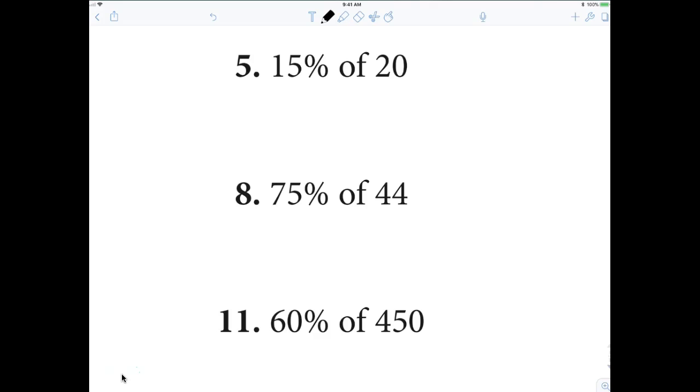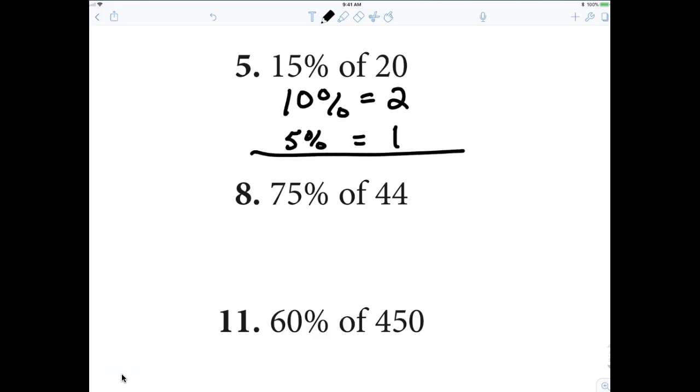Listen to what I'm saying now. So what is 10% of 20? Is 2, correct? What would 5% then have to be? 1. If 10% is 2, 5% has to be 1. So then 15% has to be what? Has to be 3, guys.